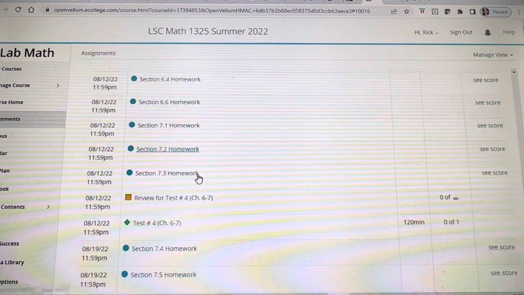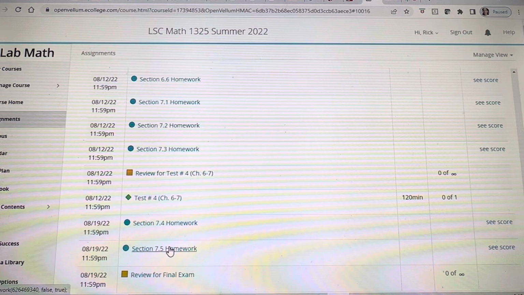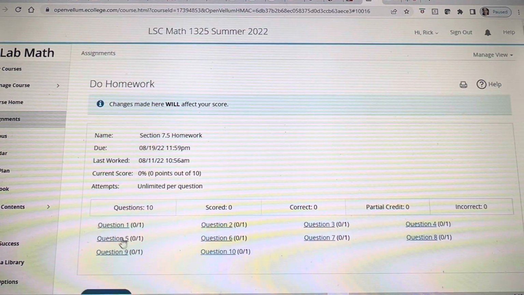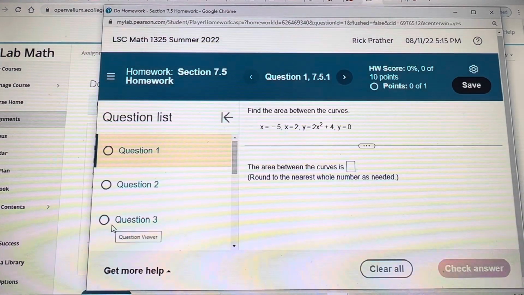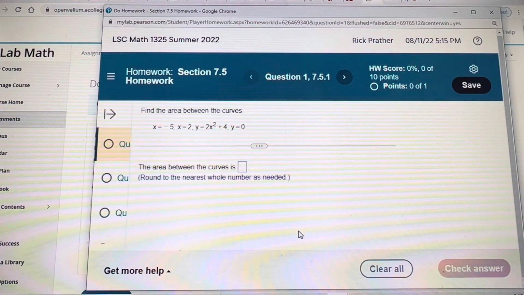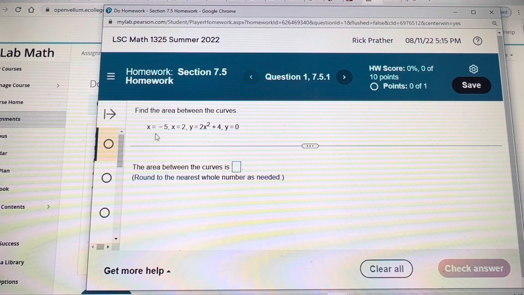7.5 is area between two curves. It's really the same thing. The only difference is the second curve is not the x-axis, usually. Maybe not at all in this section. Okay, so I've got two x's as usual.